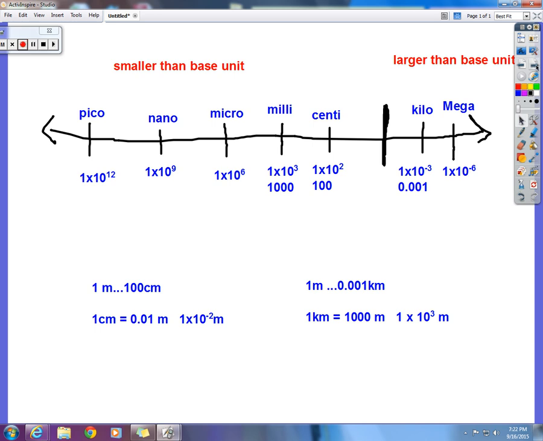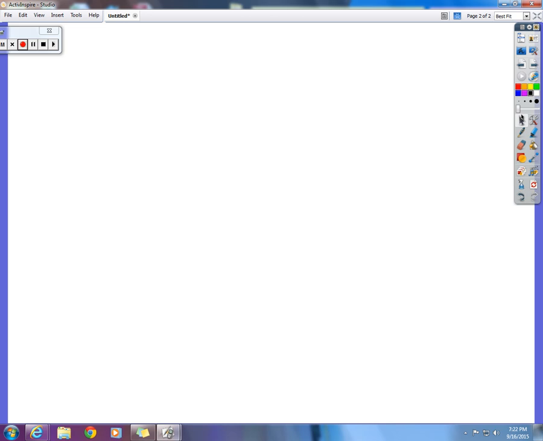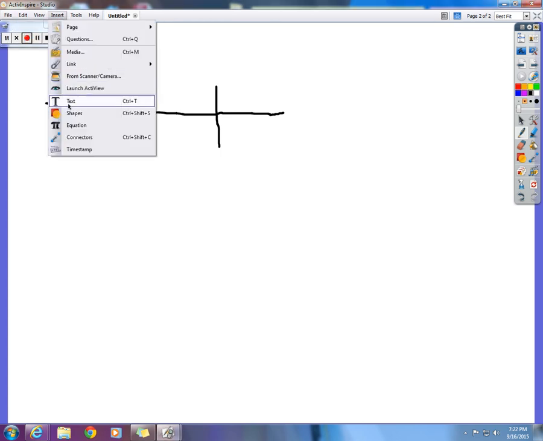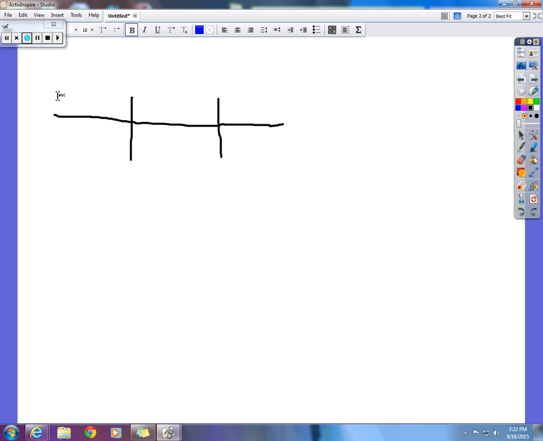Okay, so let's try doing some example unit conversion problems. So, like I said, we kind of like to start out with those train tracks. And so I'm going to draw those train tracks in. And then I'm going to put in some text. Okay. So I want to convert 3.21 times 10 to the 10th nanograms. And I want to convert that into kilograms. Okay? So that's what I'm starting with.